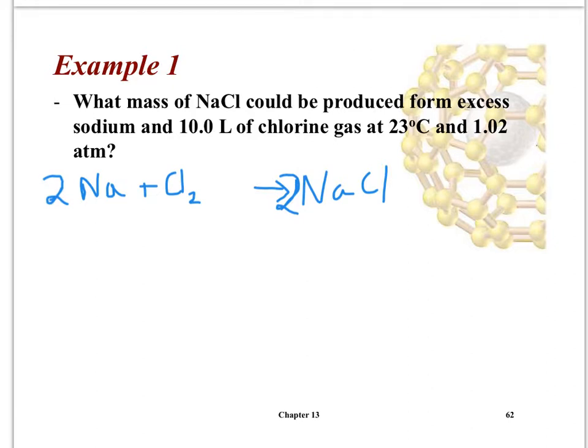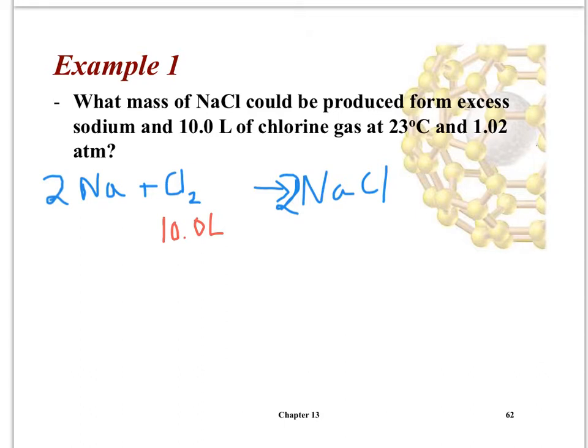Then I like to write down what I have, so I'm going to do that. I'm given 10 liters of chlorine. And I'm also given a temperature and a pressure. Now we know that sodium is a solid at room temperature. It's one of the metals. NaCl is an ionic substance, so we also know that it's solid at room temperature. Chlorine is the only gas that we have there.